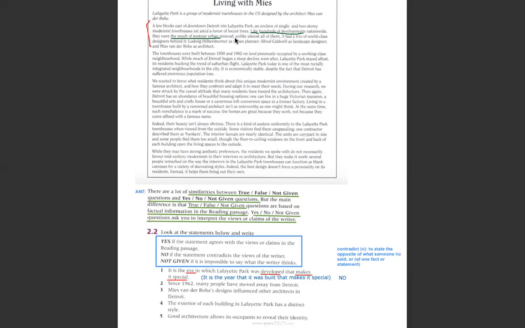What makes it special is it says, unlike almost all of them, so not the same as, it had a trio of world-class designers behind it. So what made it special is that it had world-class designers, not that it was built in the post-war era. So this is a contradiction. Number 2.